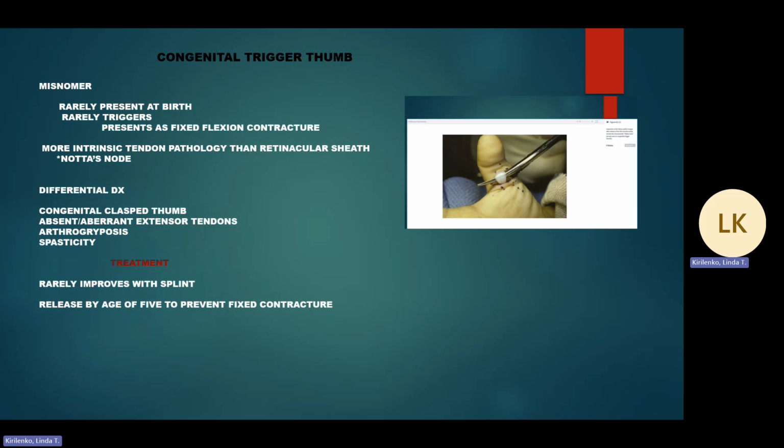The main clinical finding or pathologic finding in congenital trigger thumb is Notta's node, which is enlargement of the tendon sheath and tendon at the A1 pulley. The differential diagnosis of congenital trigger thumb is congenital clasp thumb, absent or aberrant extensor tendons to the thumb, arthrogryposis or spasticity. Treatment, don't waste your time considering splinting or OT.